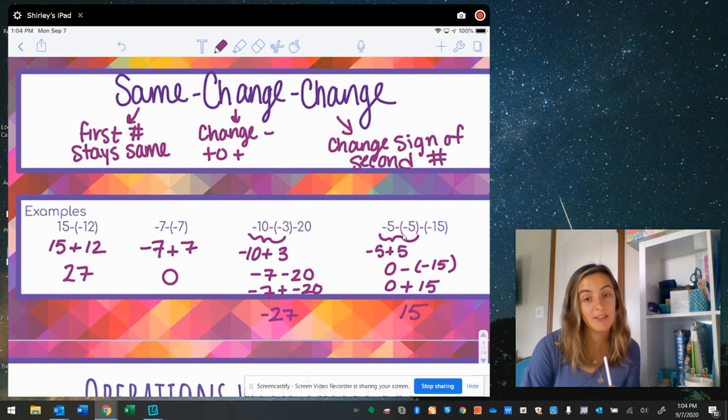Okay, so there you have it. Those are your rules for adding and subtracting positive and negative numbers.